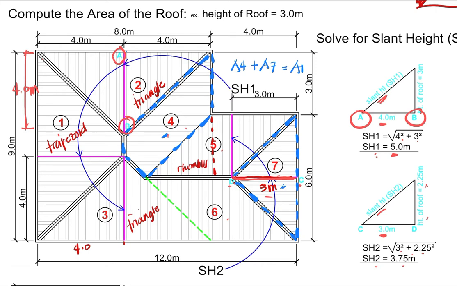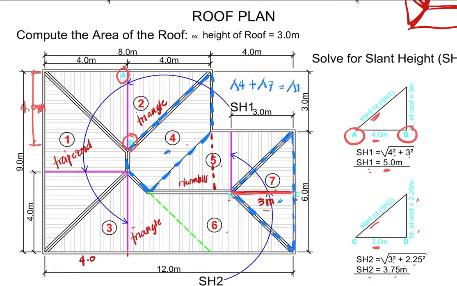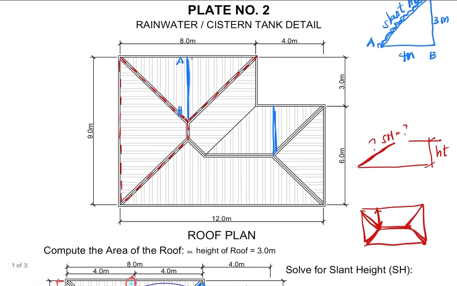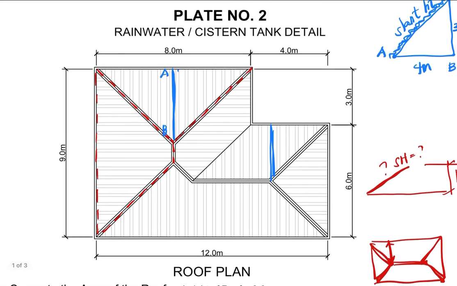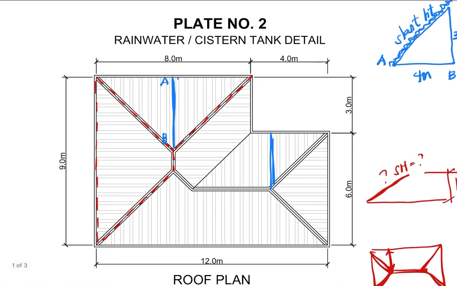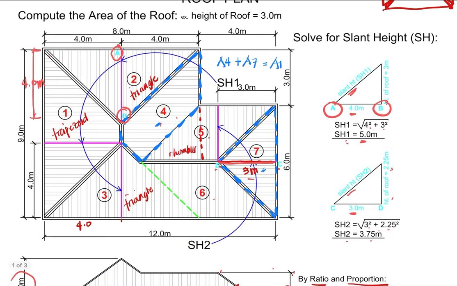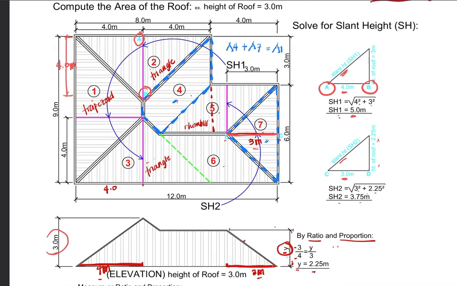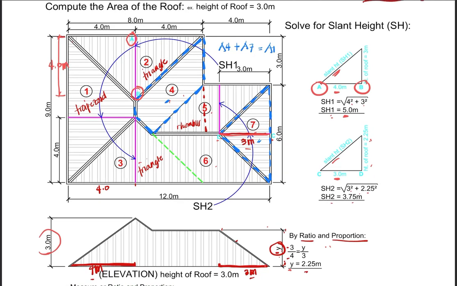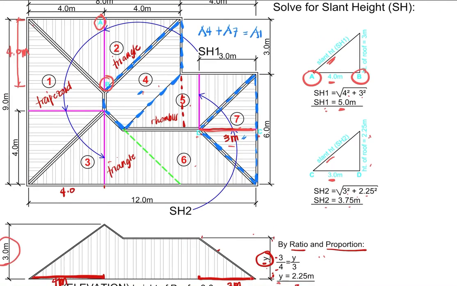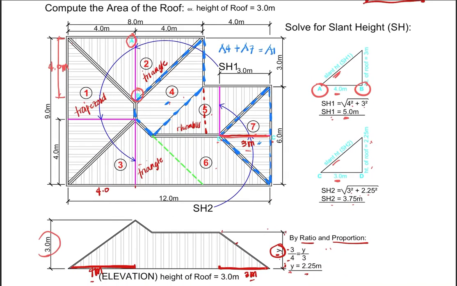So the problem for this plate or activity is just solving your roof area. I just leave it to you to do the computation of the roof area. By the way, to continue this part, we'll have to compute area 1 up to area 7.